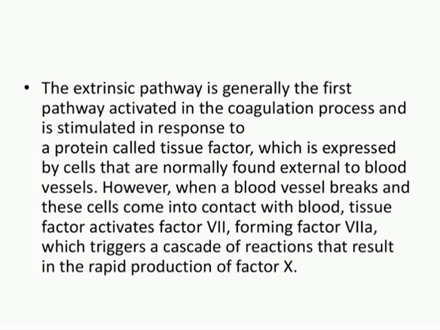Now talking about the extrinsic pathway, it is the first pathway activated in the process of coagulation, and it is stimulated in response to tissue factor, which is a protein mainly expressed by cells that are normally found external to the blood vessels, right. When a blood vessel breaks and these cells come in contact with the blood, tissue factor activates factor 7, forming factor 7A, which triggers a cascade of reactions that results in the production of factor 10.